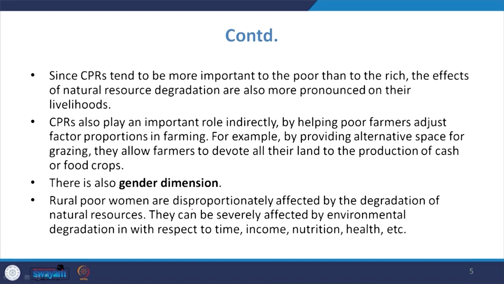So, they can be severely affected by environmental degradation in respect to time, income, nutrition and health, like air pollution. Firewood also affects the health of the female. So, many activities done by the female are closely associated with environmental resources.